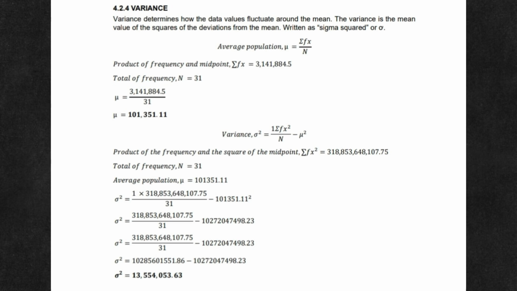Then we can use the formula of variance. After substituting all the information, like the product of the frequency and the square of the midpoint, the total of frequency, and the average population, we will find that the variance is equal to 30,554,053.63. Remember that the mean, we need to square.